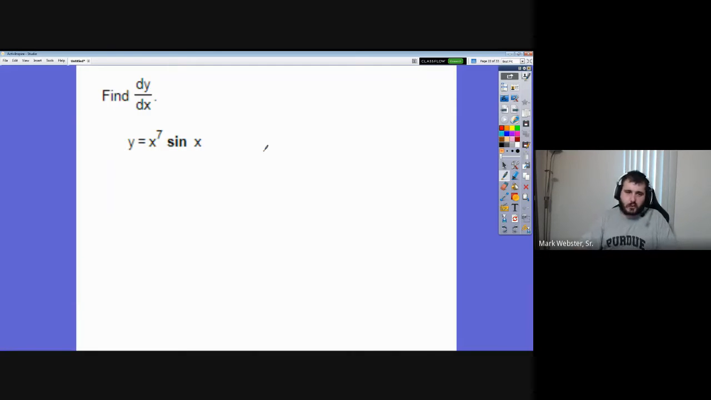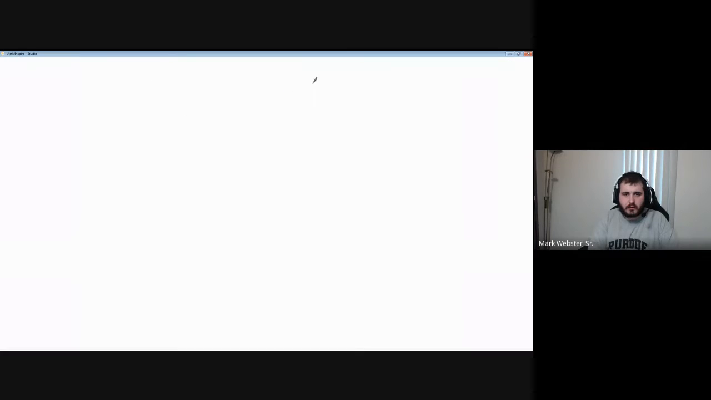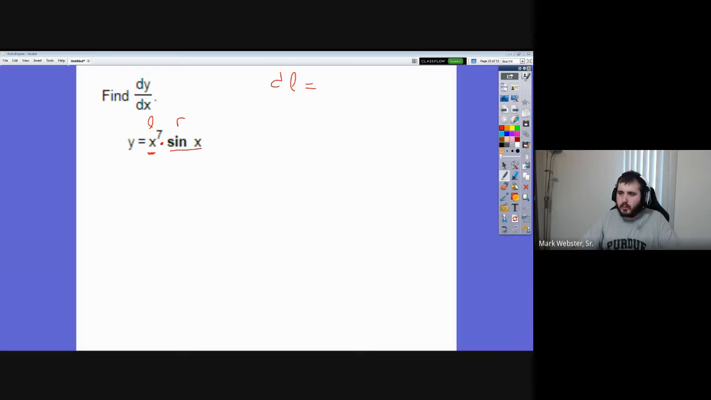Here, notice what's going on. I've got x to the 7th times the sine of x. When you see or say the word times, you know you're thinking product rule. Here's my left. Here's my right. Well, what's my d left? We're going to bring down the exponent and drop it down once. So that my d left is 7x to the 6th.